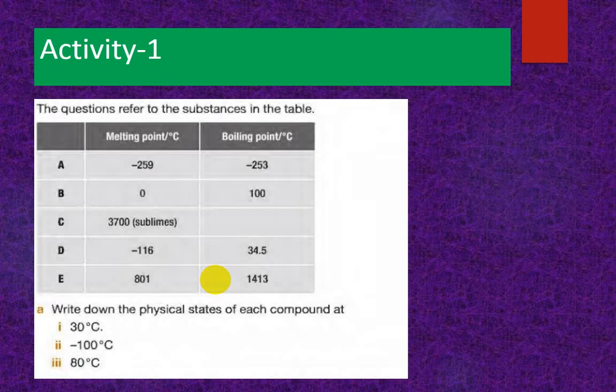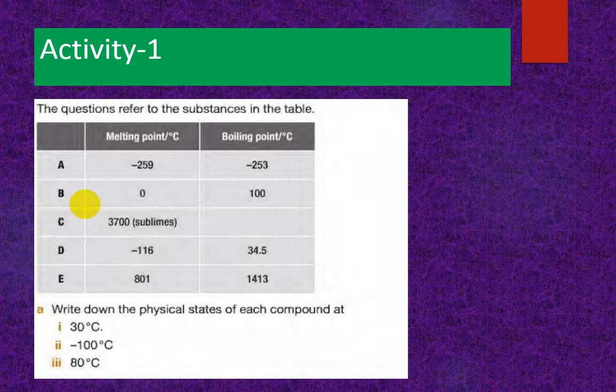Activity 1: the question refers to the substances in the table. Five substances A, B, C, D, E are given. A substance's melting point is -259°C and boiling point is -253°C. B substance's melting point is 0 and boiling point is 100°C. C substance sublimes, turning directly from solid to gas at 3700°C.